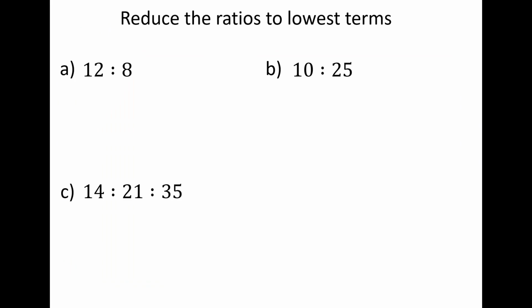Okay, now let's go over some examples where we reduce ratios to the lowest terms. So for my first example, I have 12 to 8. So for 12 to 8, can I reduce this any further? Well, to start, I always want to check and start with number 2.